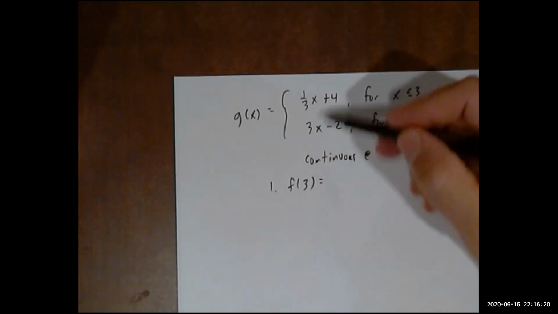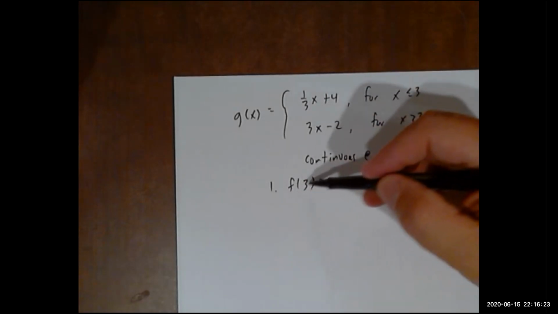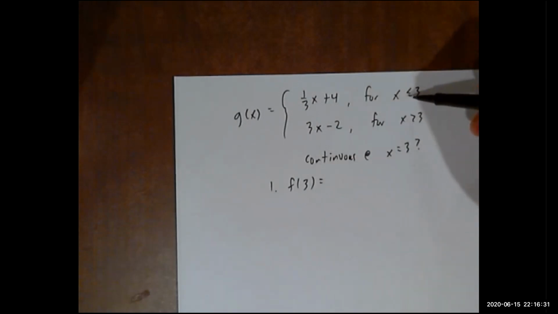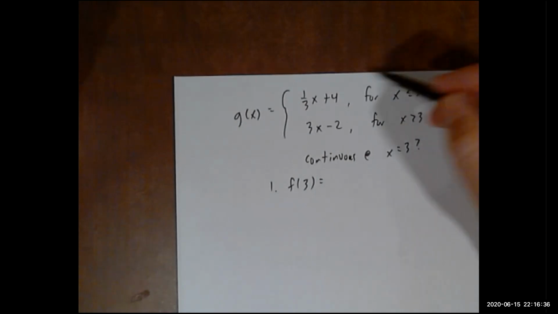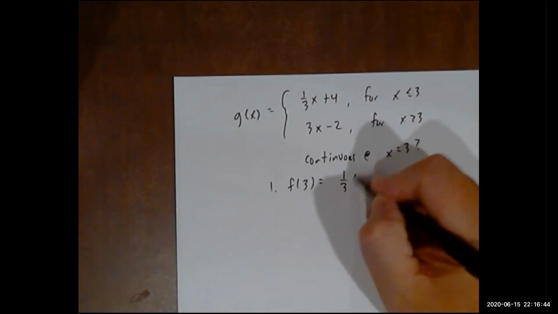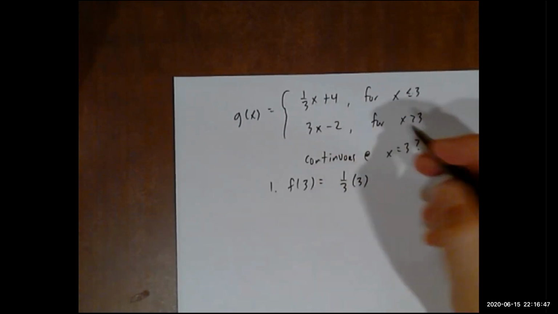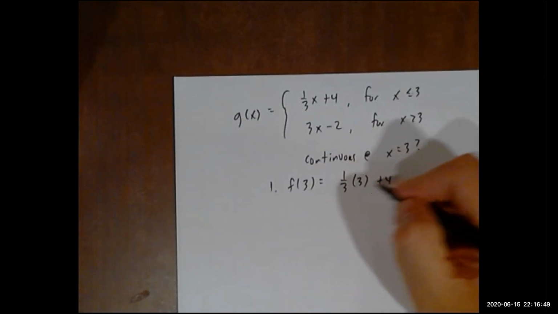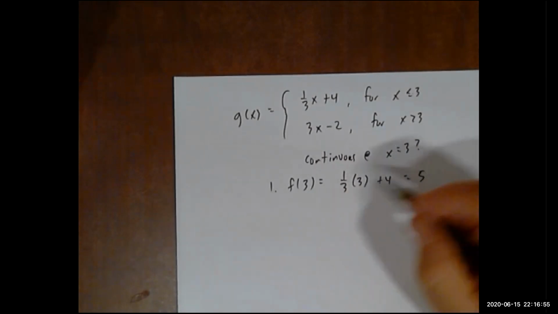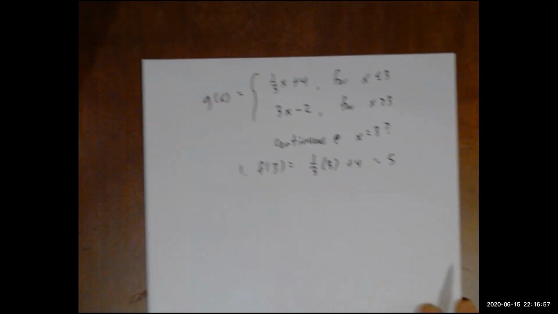Well, the key is, since I have two functions here, I have to figure out which one applies. So I get to see which function do I use when x is 3. Now, 3 is the boundary point, but I notice this first function has x less than or equal to 3. So this first function is the one that includes when x is equal to 3. So basically, I plug in 3 for x of my first function. 1/3 times 3 plus 4. 1/3 times 3 is 1, plus 4. So it looks like f of 3 is 5.